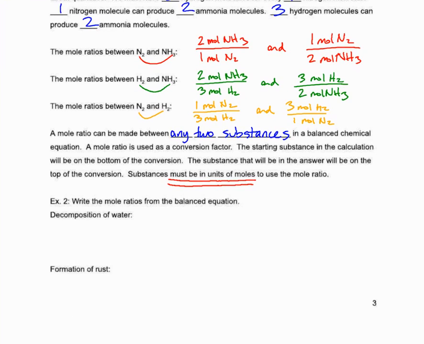So example 2, these come from the equations that we balanced on the previous page. Write the mole ratios from the balanced equation. So the first one, we had the decomposition of water. And you can look on the previous page, but it was 2 waters creating 2 hydrogen gas molecules and 1 oxygen gas molecule.